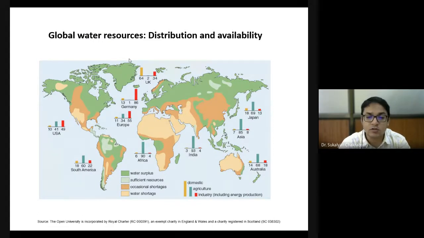This is about the global water resources. You can see here, water surplus, mainly in the northern hemisphere. Sufficient resources, very few places are there sufficient. Occasional shortages exist in China, in our continent, in Africa, then parts of North America as well as South America, the eastern coast of Australia also. And water shortage: Africa and Australia are having acute water shortage. And these are the utilization pattern: agriculture, domestic, and industry. In our country, the maximum is agricultural usage of water.